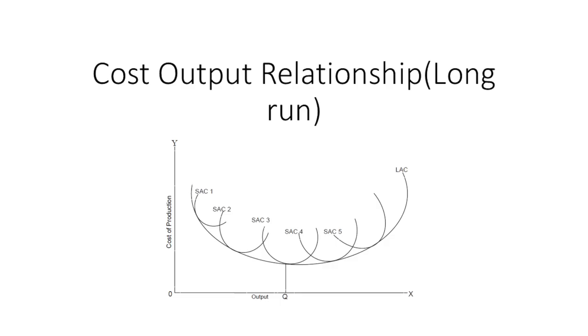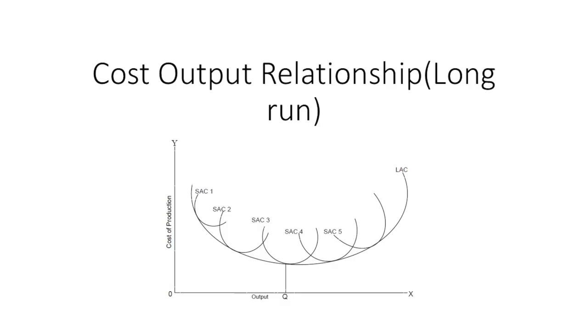In order to derive the long run average cost curve, we have to draw a number of short run cost curves, each curve representing a particular scale of output. The long run average cost curve will be tangential to the entire family of short run average cost curves. It means that it will touch each short run average cost curve at its minimum point.